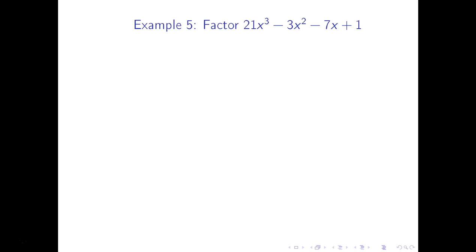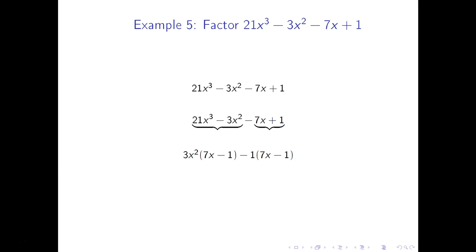All right, let's try another one. Can you factor this by grouping? Go ahead and pause the video and factor it. All right, so hopefully the first two terms, you realize you can pull a 3x squared, and you're left with 7x minus 1. Last two terms, negative 7x and plus 1 don't have anything in common, but I can pull a minus 1 out of them. If you pull a minus 1, then you're left with 7x minus 1.